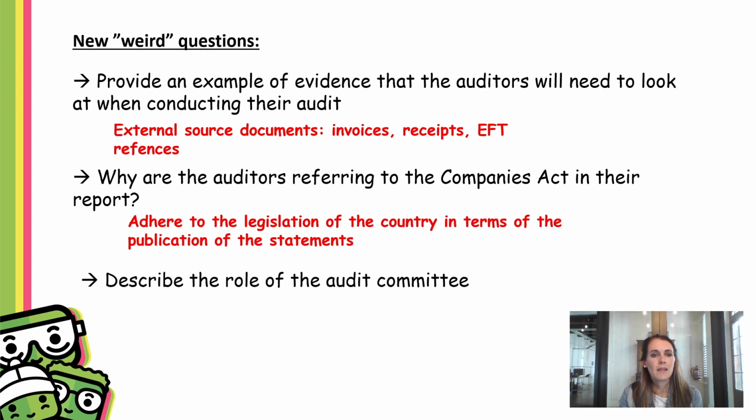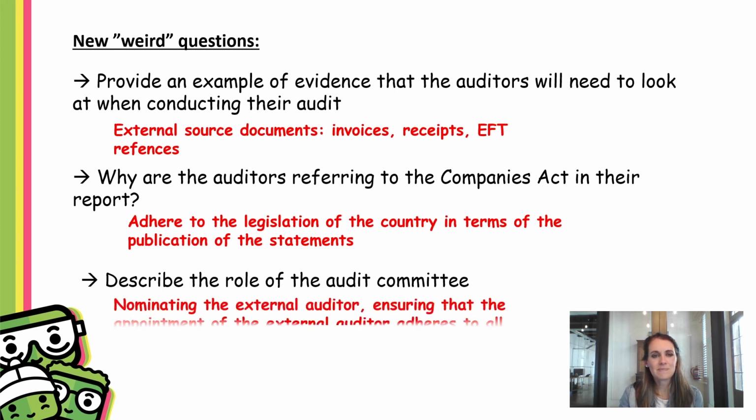Then, thirdly, describe the role of the audit committee. And that might be something that you haven't heard about this year because we might not be focusing on that so hectically. It's more always adjustments and statements. So what about an audit committee? What do they do? The audit committee is made up of people inside the company, so it's employees of the company. They need to nominate the external auditor. They need to ensure that the appointment of the auditor adheres to all legislation and that it's then presented at the annual general meeting.